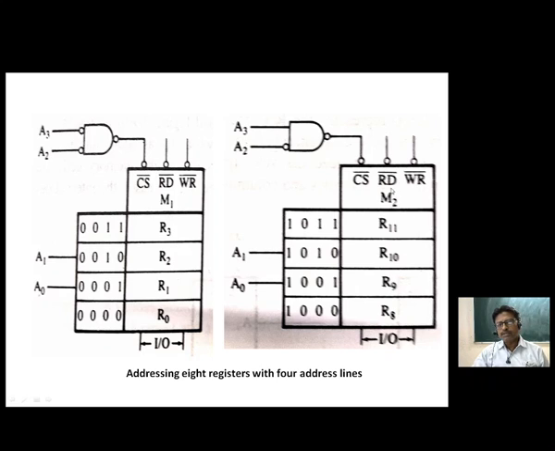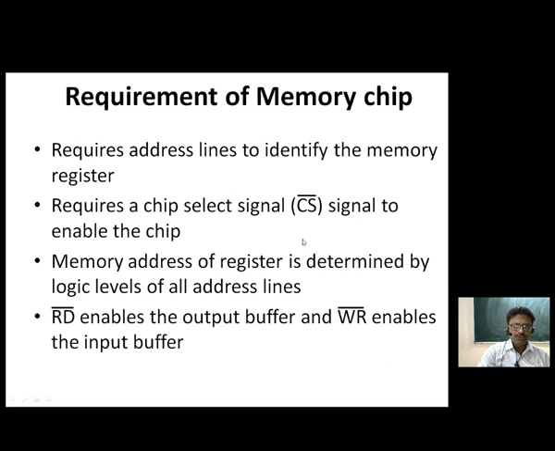Similarly, we have M2. So we have changed the hardware design. In this case, A3 is connected directly, A2 is connected with the inverter. So the result will be A3 will be 1, A2 will be 0. So here both will be 1, 1. Here it will be 1, here it will be 0. So this chip will be selected if A3 is equal to 1 and A2 is equal to 0. So the address of the individual registers will become 1000, 1001, 1010, 1011. So in this way we used to do the addressing.